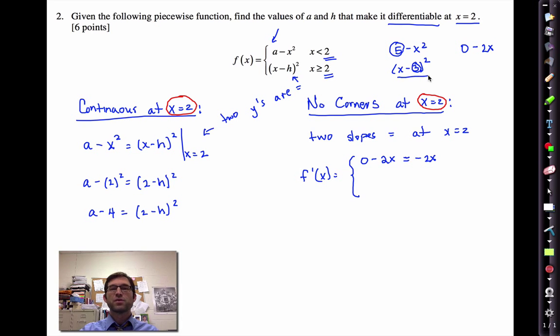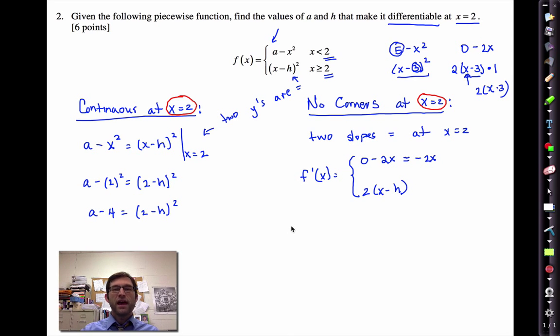Now let's take a look at this one. I'm obviously using the chain rule. The derivative of something squared will be 2 times that thing to the first. But then I have to multiply by the derivative of the inner function. But what is the derivative of x minus 3? Well, it's the slope of the linear function x minus 3, but that's just 1, right? So that's just 2 times x minus 3. And likewise down here, this is just going to be 2 times x minus h.